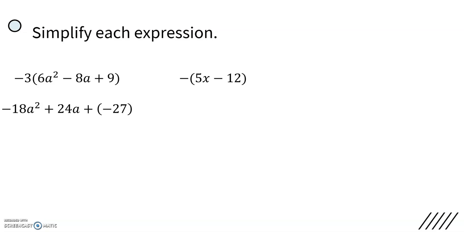Negative of 5x minus 12. It's really a negative 1 outside those parentheses, and we multiply it in. Negative 5x plus 12.